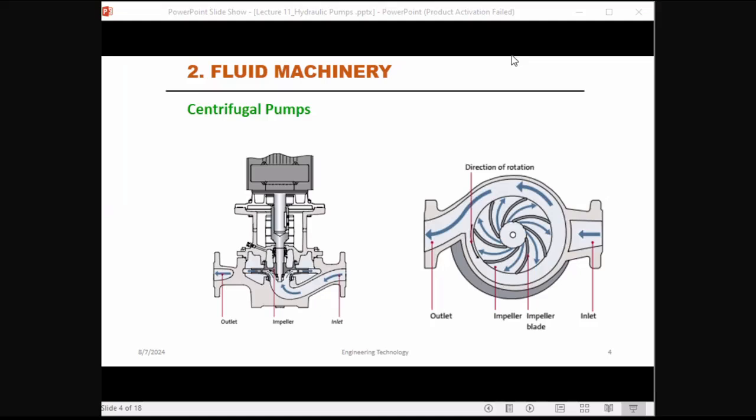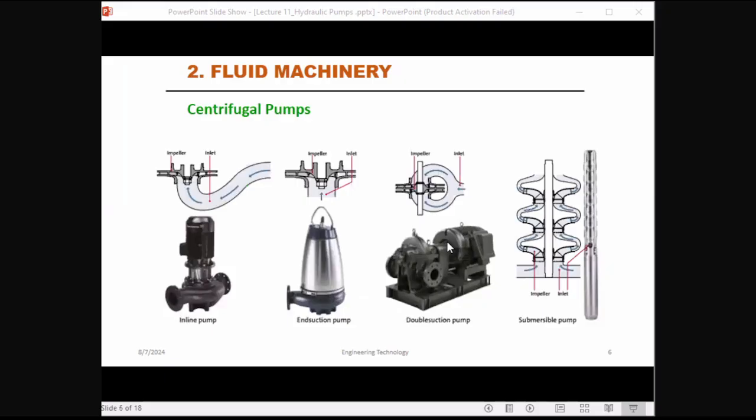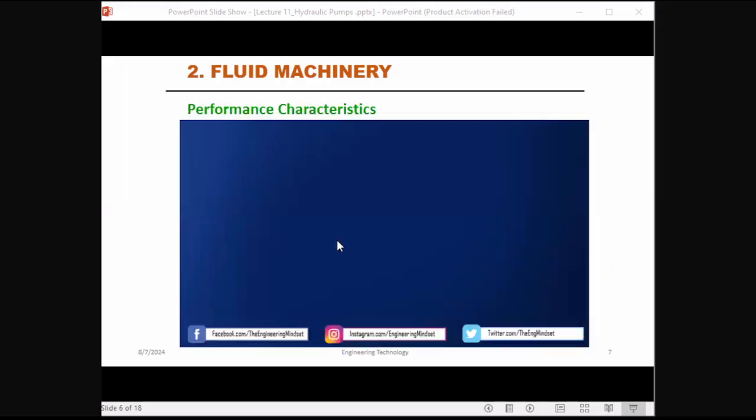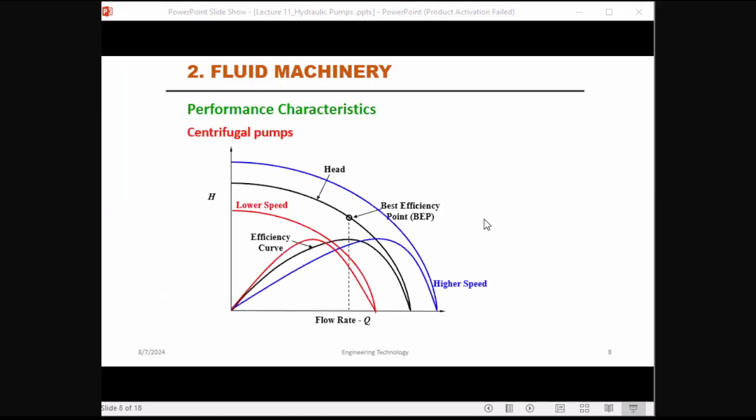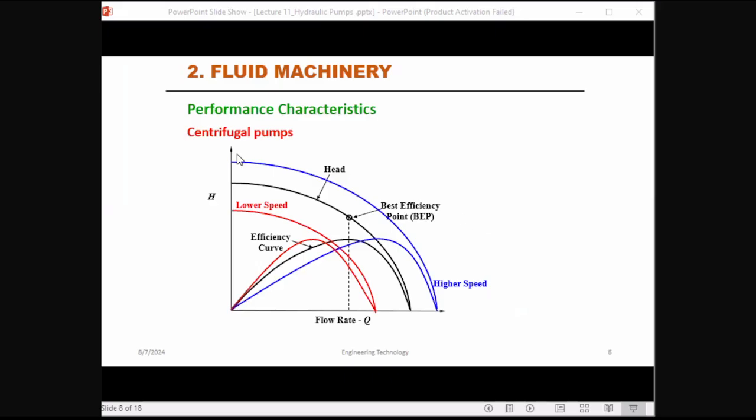Centrifugal pumps. Okay, so we discuss the types of centrifugal pumps and what the applications are. Then characteristic curves. About characteristic curves, how efficiency varies in centrifugal pumps and head versus flow rate. These things we discuss.